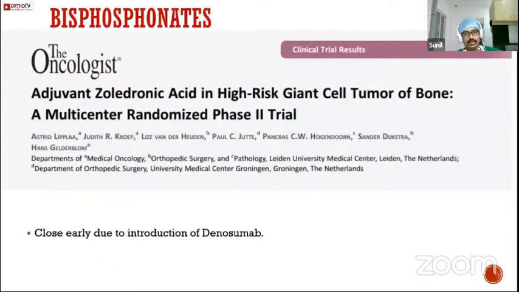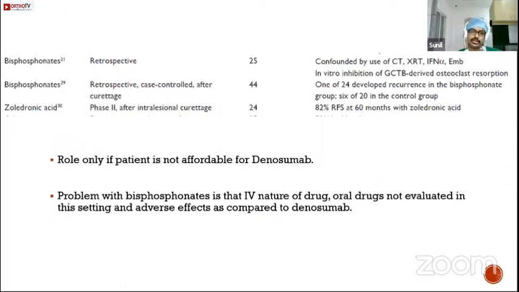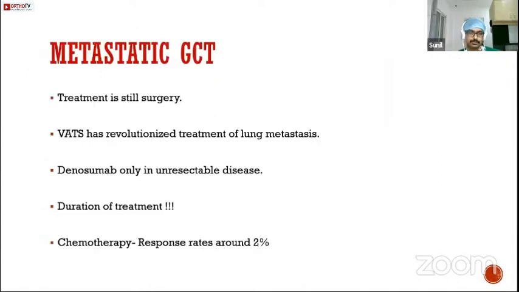Before the era of denosumab, bisphosphonates were used, but these trials came to early closure. These were all phase 2 trials which closed early because denosumab showed a very good response. So these are all retrospective and phase 2 trials, and the only role for bisphosphonate in the Indian setting would be for a non-affordable patient. But there are problems with the IV nature of these drugs, and oral bisphosphonates have not been evaluated in this setting at all.